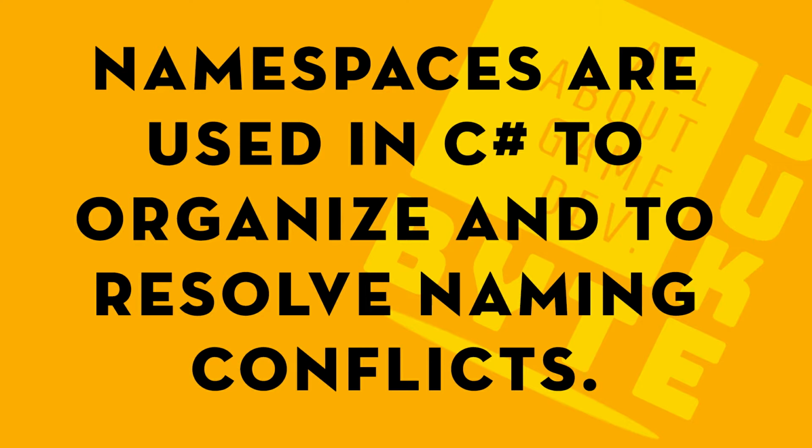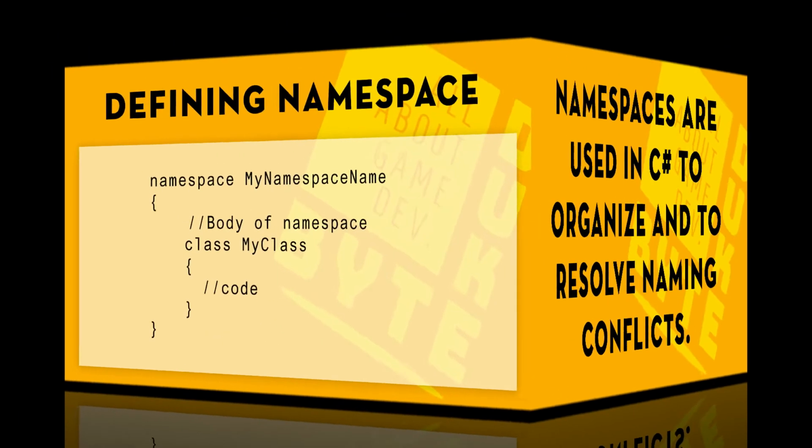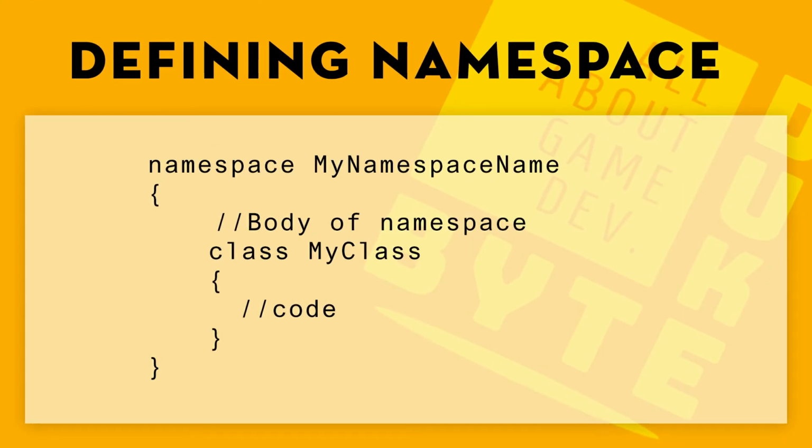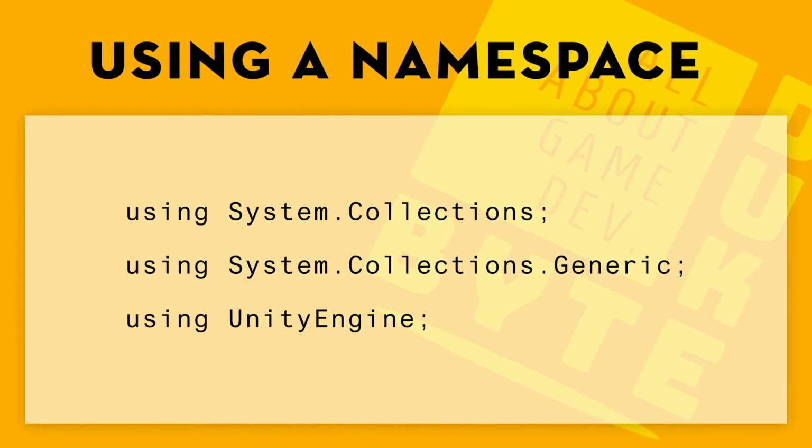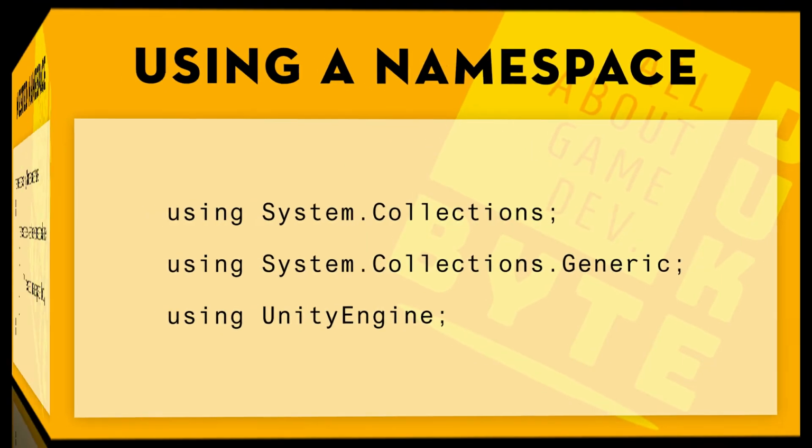Namespace resolves the problem of naming conflict. Classes put into different namespaces can have the same name. We can define a namespace in C# using the namespace keyword. A namespace can be imported into a program by using the using keyword.